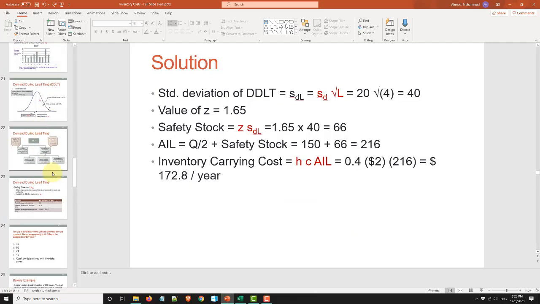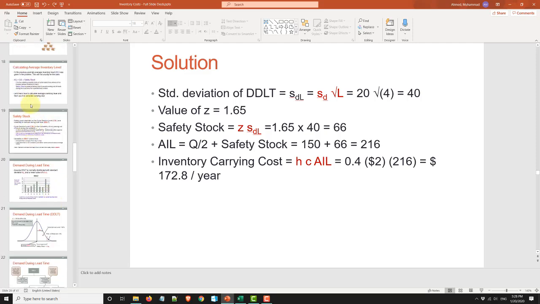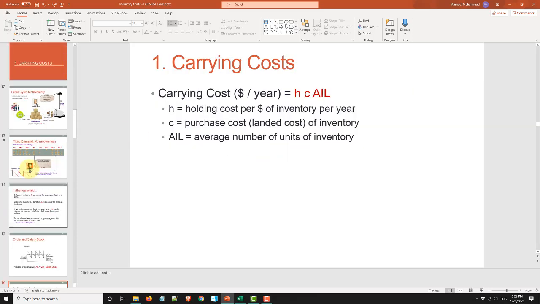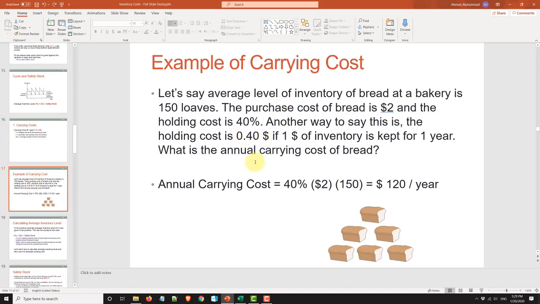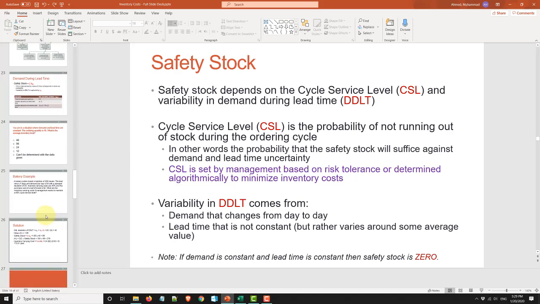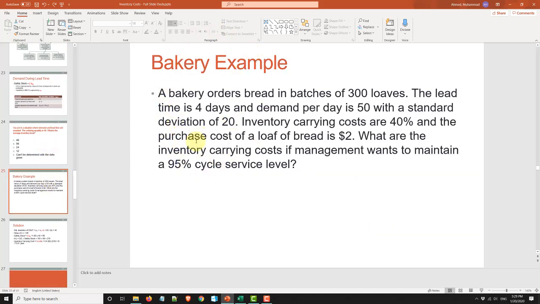Also, in the question that we are working on for this bakery example, the lead time is actually fixed. That's what the question tells us. It does not specify a standard deviation of the lead time, so we know that the lead time has a standard deviation of 0. The example details are given in the slides, so you can look at that. The lead time is 4 days. Carrying costs are 40%. Purchase cost is $2. So let's plug in this data.